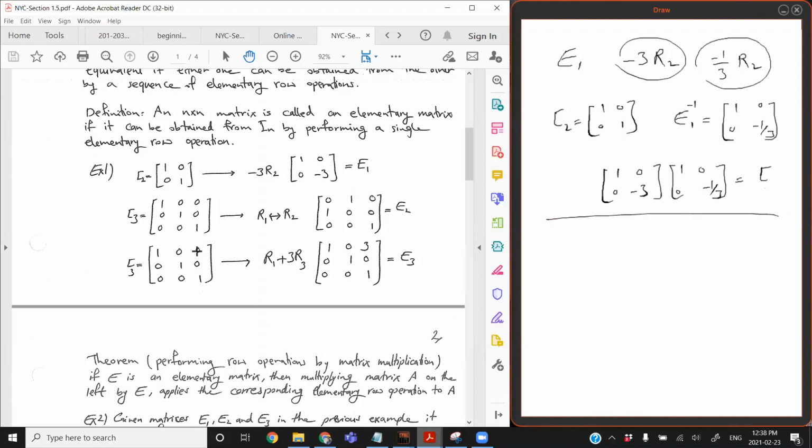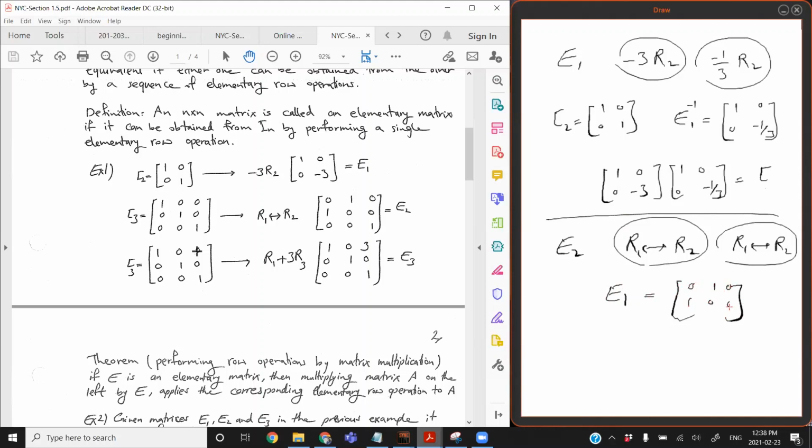Let's find the inverse of E2. When I look at E2, I realize that E2 is corresponding to this row operation, swapping row 1 and row 2. And I also realize that the canceling row operation for this is going to be the exact same row operation. I have to perform the exact same row operation, that is swapping the same 2 rows, in order to cancel what I just did. So the inverse of E2 is going to be exactly E2. So 0, 1, 0, 1, 0, 0, 0, 0, 1.